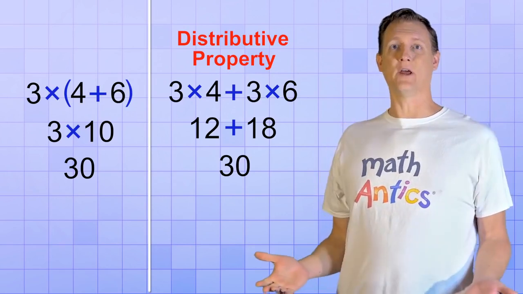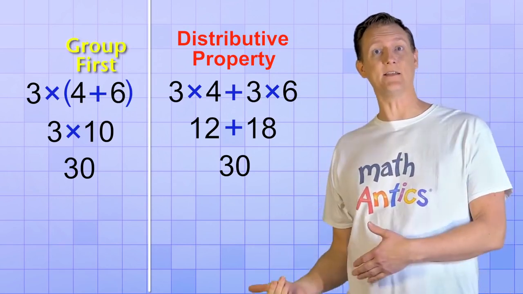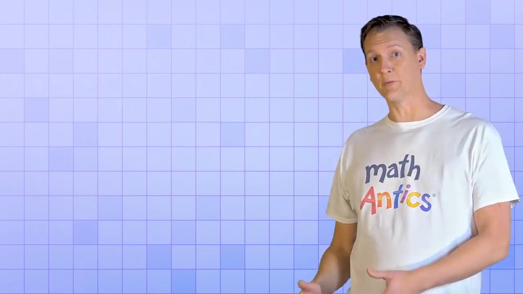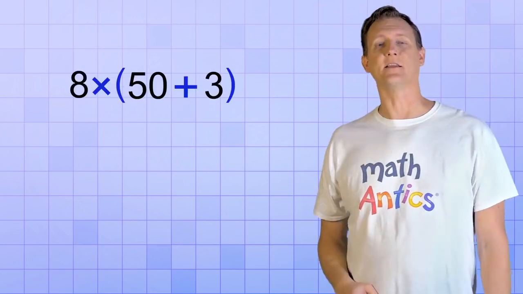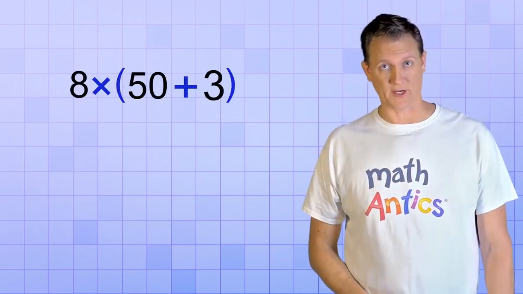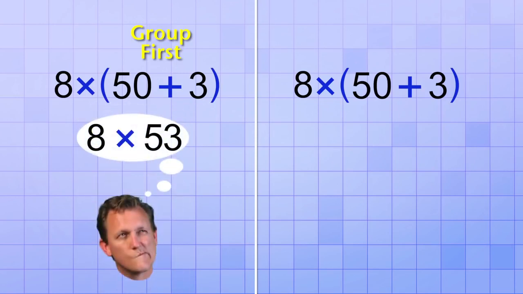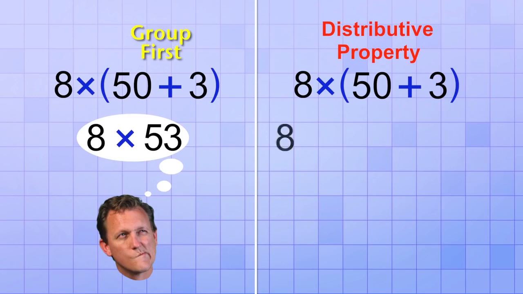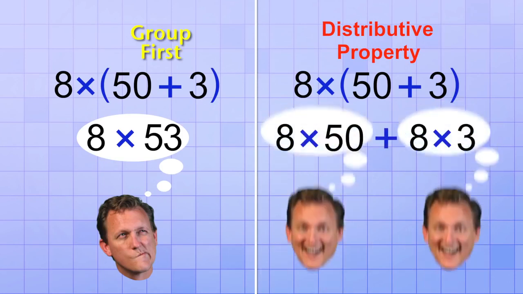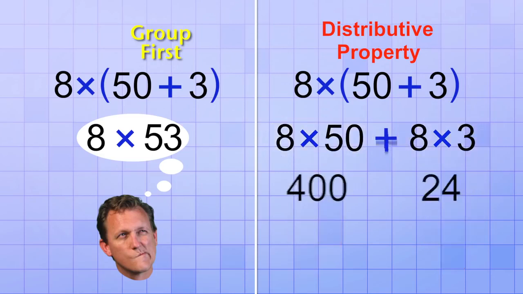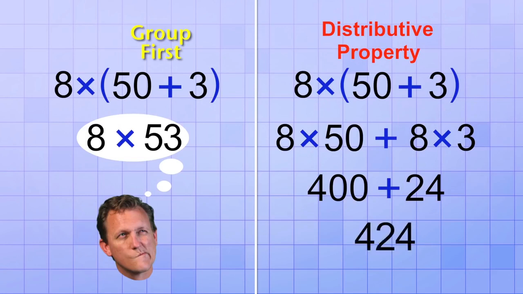It was easier to just go ahead and simplify the group first because it's easy to multiply 3 times 10 mentally. But there are also times when the distributive property way is easier, like in this case, 8 times the group 50 plus 3. If we decide to simplify the group first in this problem, we end up needing to multiply 8 times 53, which is not so easy to do mentally. But if we apply the distributive property instead, we can change the expression into 8 times 50 plus 8 times 3, and that's easier to do mentally. 8 times 50 is 400, and 8 times 3 is 24. So the answer is 424.